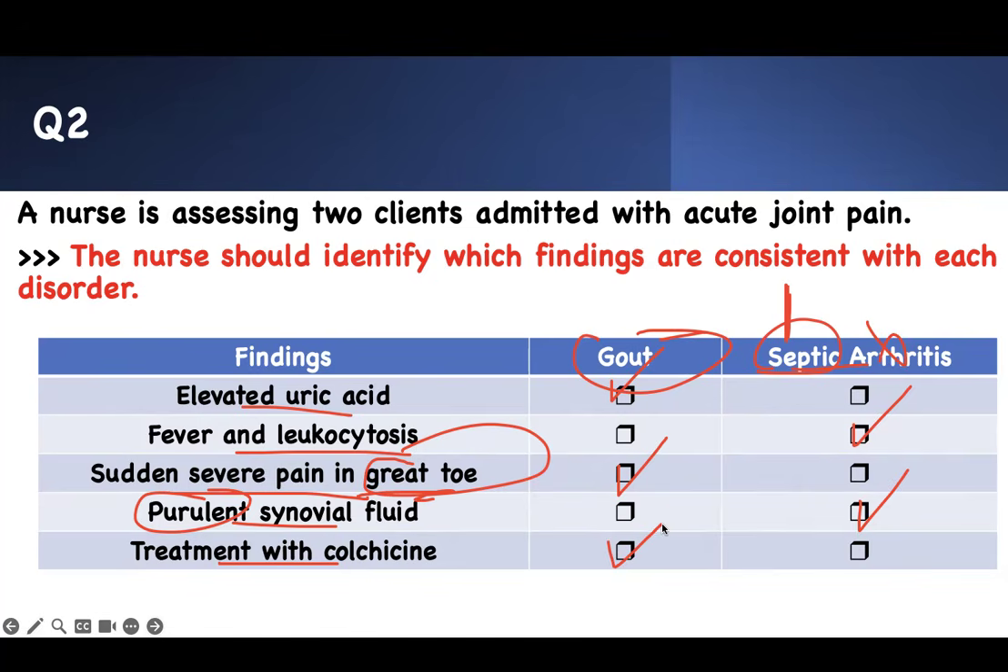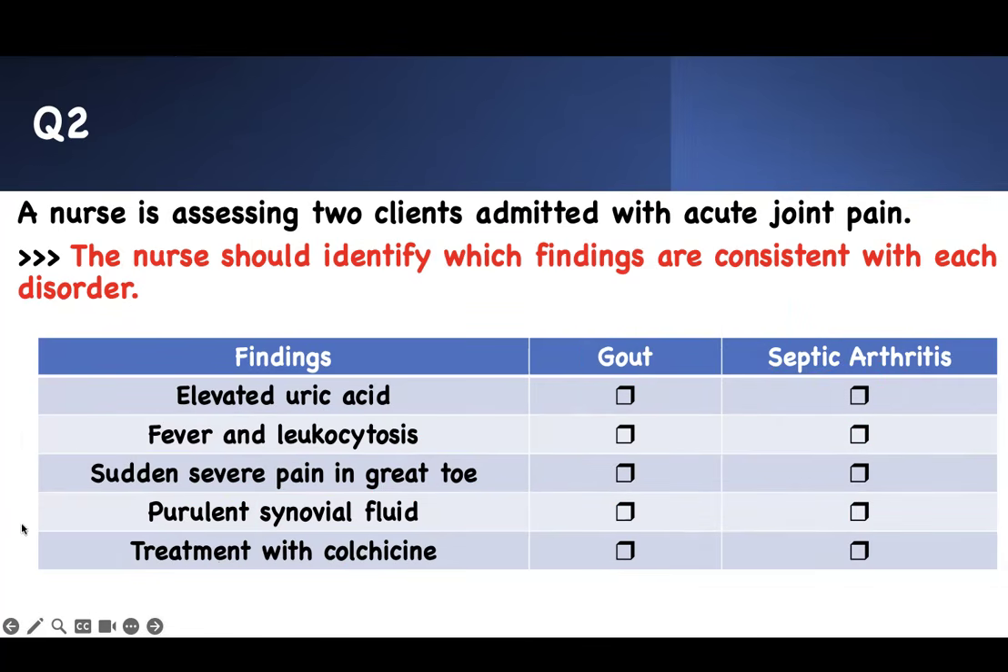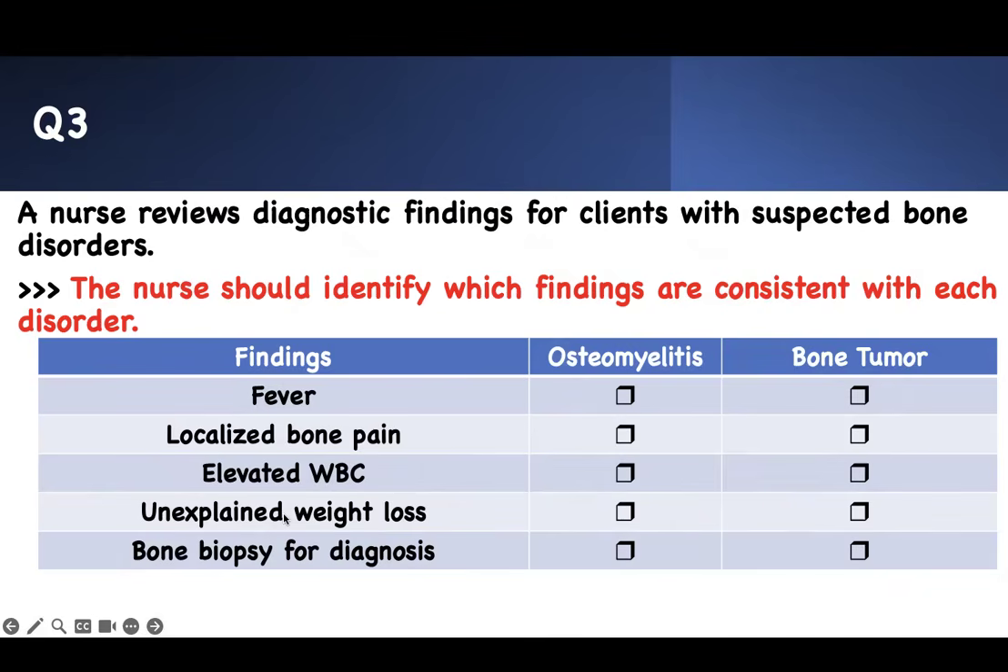This is what your table should look like. I know your answer choices resemble this. If it doesn't, go back, rewind it and see the way I approach it. Like I said, common sense strategy to answer these NCLEX SATA questions on musculoskeletal. Number 3, and then you identify which findings are consistent with each disorder. And then review diagnostic findings for a client with what suspected bone disorder.